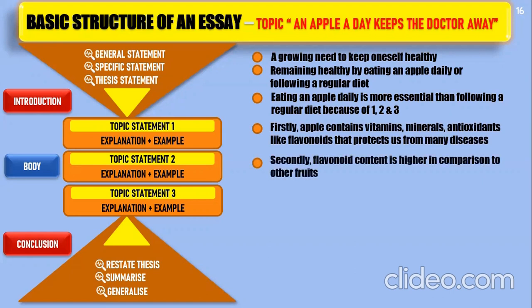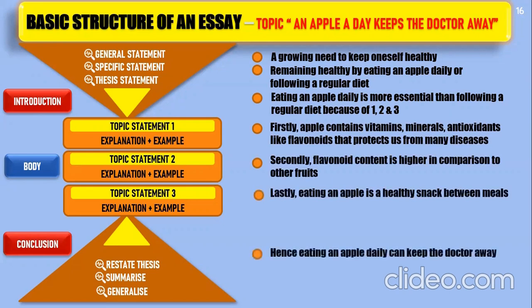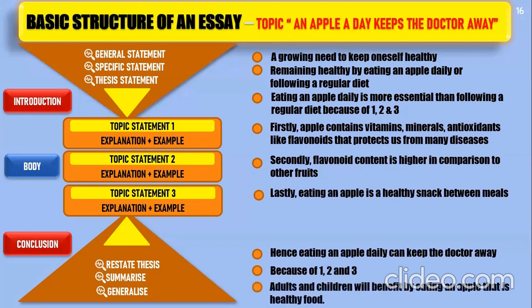Secondly, flavonoid content is higher in comparison to other fruits. Lastly, eating an apple is a healthy snack between meals. Now, let me go to the concluding paragraph, where I restate the thesis statement again. Hence, eating an apple daily can keep the doctor away because of the first, second, and third reasons. And then adults and children will benefit by eating an apple, which is a healthy food.